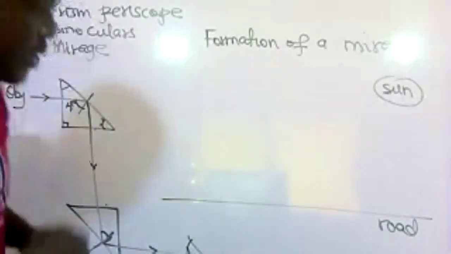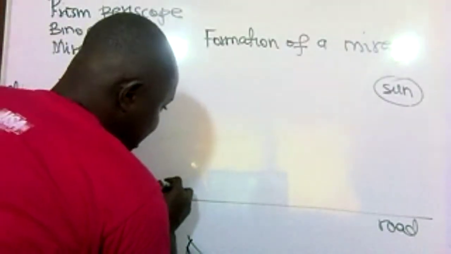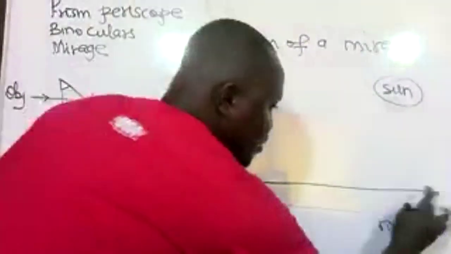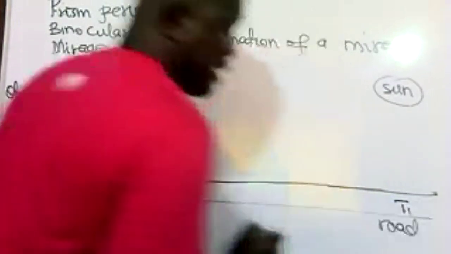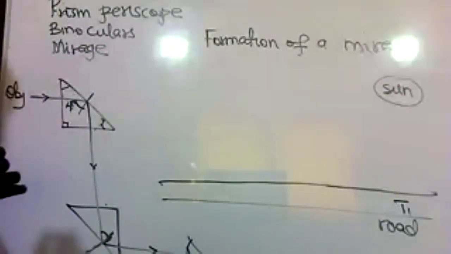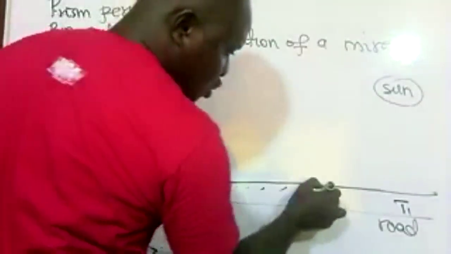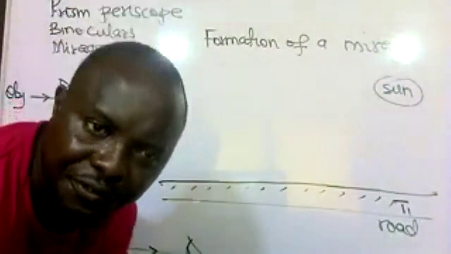Assuming this is the first air layer, T1 is the temperature. The temperature of this air layer is so high because of its closeness to the surface of the road.